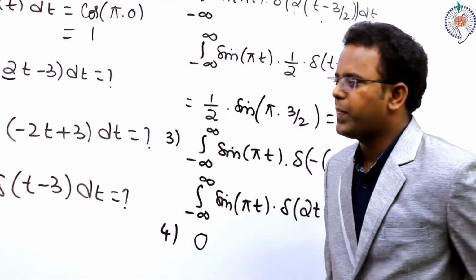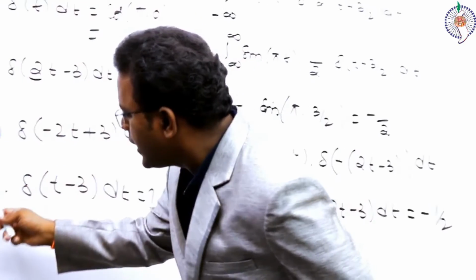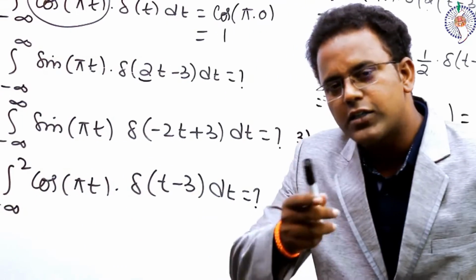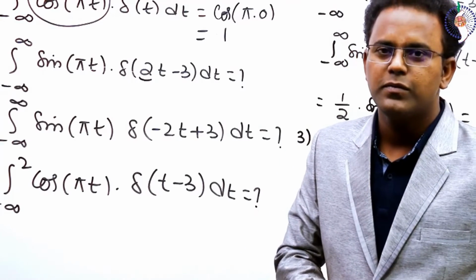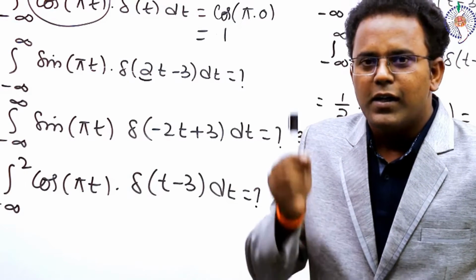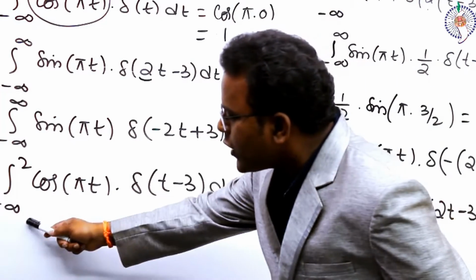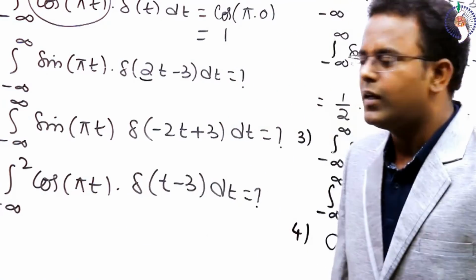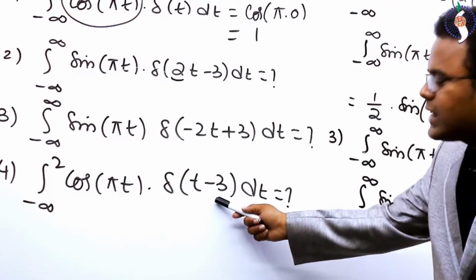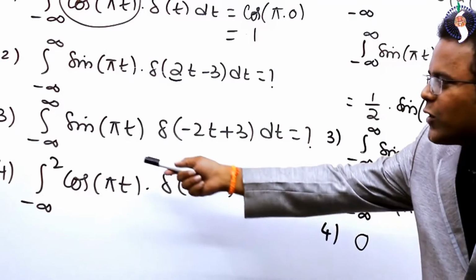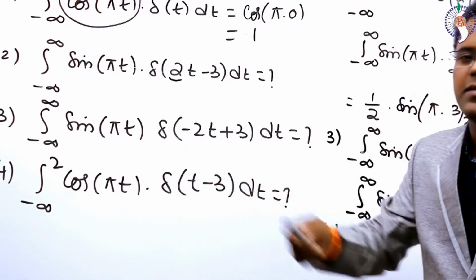Here, try to observe. If you see this problem, I will substitute 3 here, cos 3 pi. Cos 3 pi is minus 1. Why have you written 0? Here, the first point you have to understand, students, is where to where you are integrating and where is the impulse. Here the impulse is at 3, you are integrating only up to 2. Means you are not including the impulse.